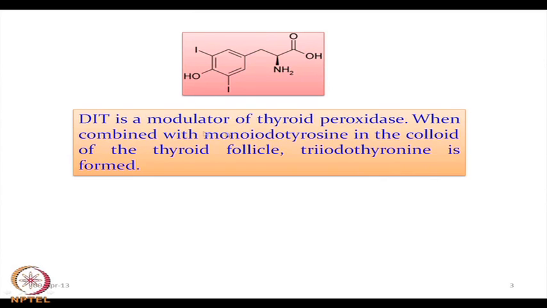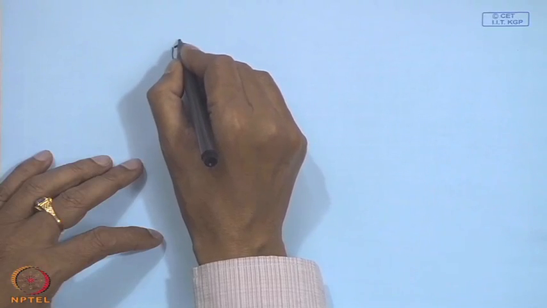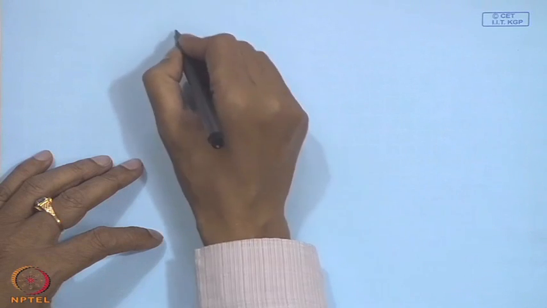These DIT molecules are also known as the modulator of thyroid peroxidase, because they combine with themselves or another MIT molecule in the colloid of the thyroid follicle, and triiodothyronine is formed when a DIT molecule attaches with another MIT molecule. Once these are formed, only then can we go for the coupling. So, this is a very simple and well known reaction for the substituted one.